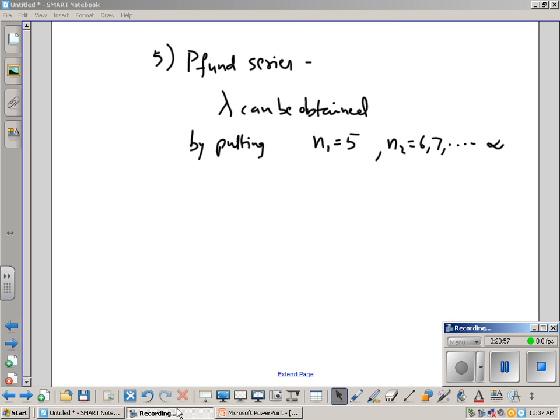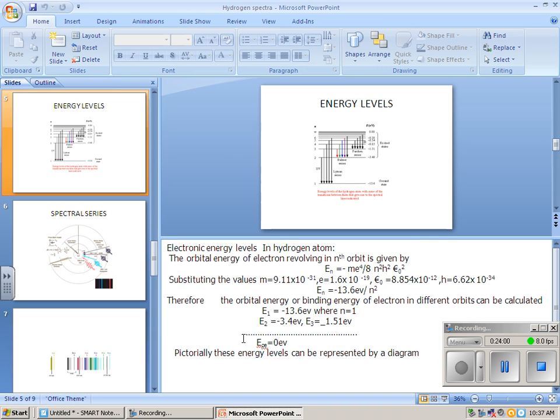You can see this spectral series from the energy level diagram. See, these are the number of energy levels, 0, 1, 2, 3, and so on. When electron transition takes place from higher orbits to the first orbit, that belongs to, you can see, the Lyman series. This lower one is the second orbit, second energy level. When electron jumps from higher orbits to this second energy level, the radiation emitted can be taken as the Balmer series here.